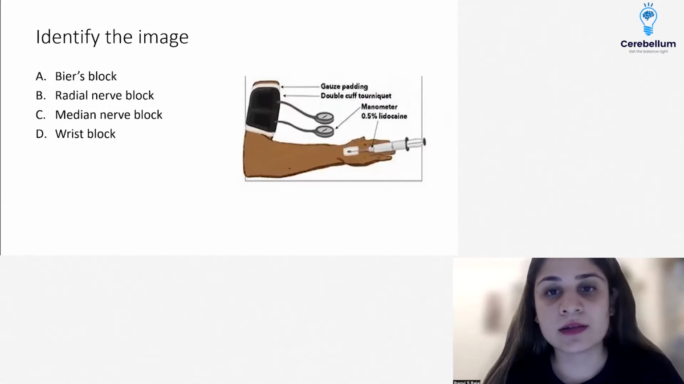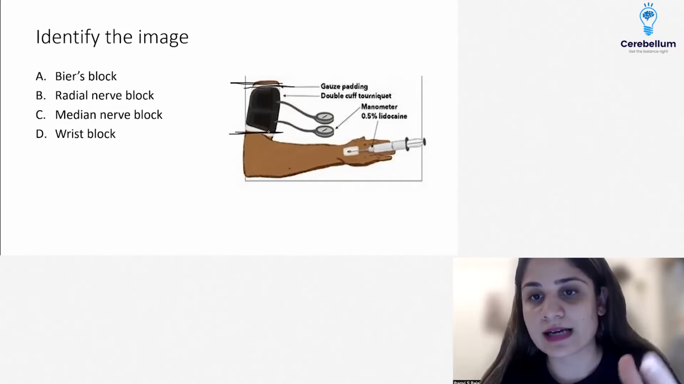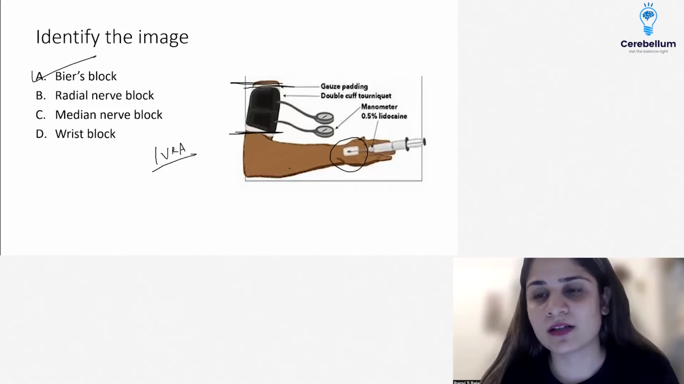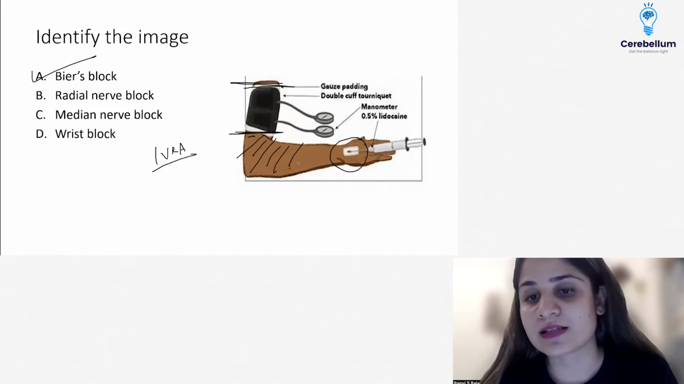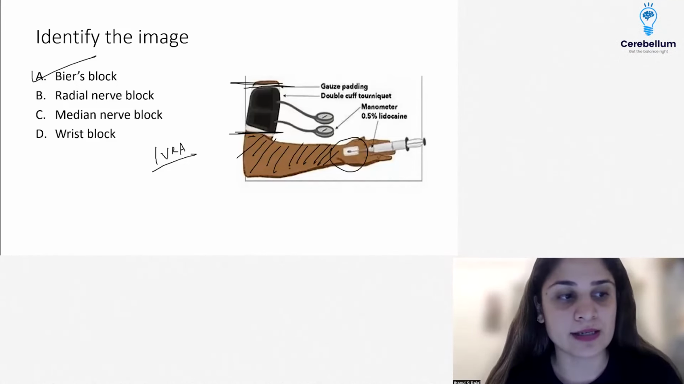And next one, very easy, identify the image. You can see that there is a tourniquet attached over here, and it is actually a double cuff tourniquet. From here, someone is giving the local anesthetic. And this is nothing but IV regional anesthesia, also called Bier's block. Other options, radial nerve, median nerve block, wrist block, that's not right. You're giving the local anesthetic IV so that it just anesthetizes this part of the hand, and this is called IV regional anesthesia or Bier's block.